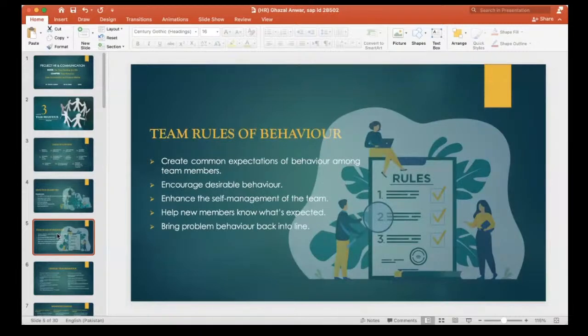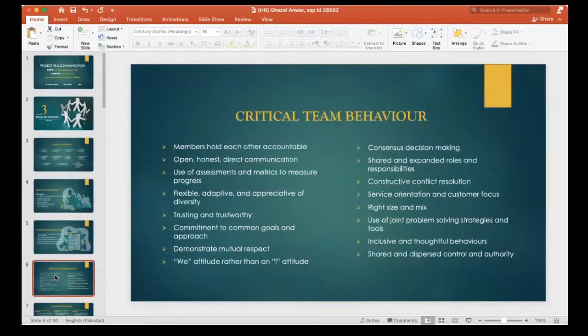So, like every field of life, there are a few rules on which team behavior is built: create common expectations of behavior among team members, encourage desirable behaviors, enhance the self-management of the team, help new members know what's expected, and bring problem behavior back into line. These are a few critical team behaviors one should adopt.